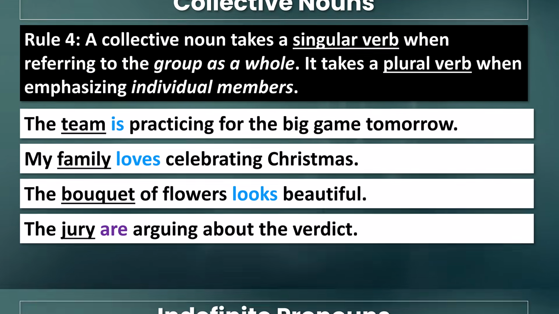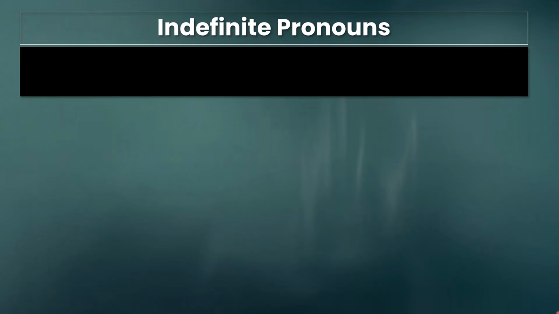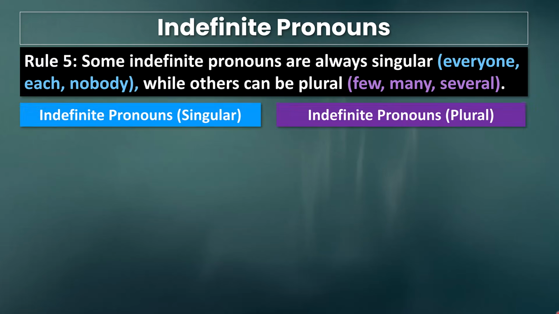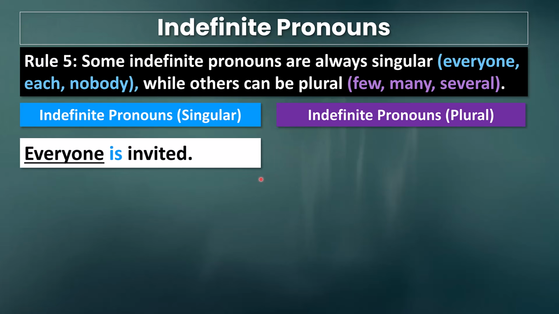So now let's move on to rule number 5, indefinite pronouns. So some indefinite pronouns are always singular, such as everyone, each, nobody, while other indefinite pronouns can be plural, such as few, many, several. So let's compare some indefinite pronouns that are singular versus plural. Everyone is invited. Everyone is a singular indefinite pronoun, so it always requires a singular verb.